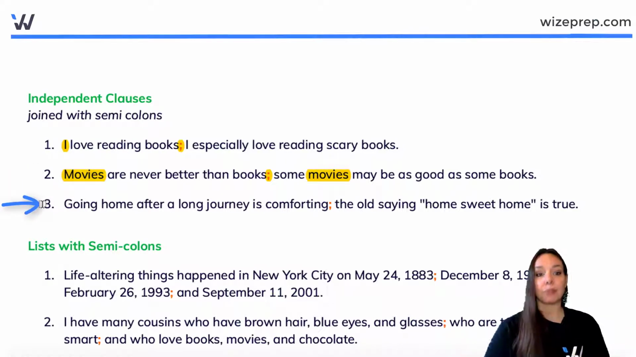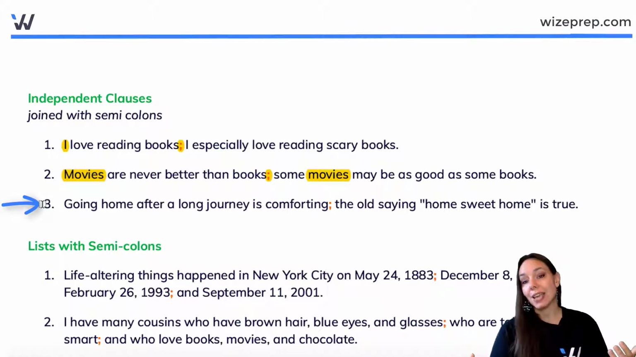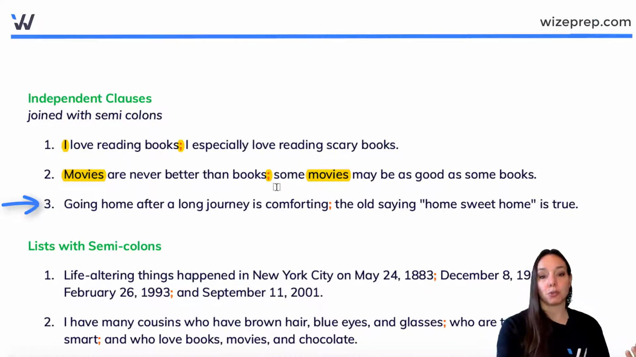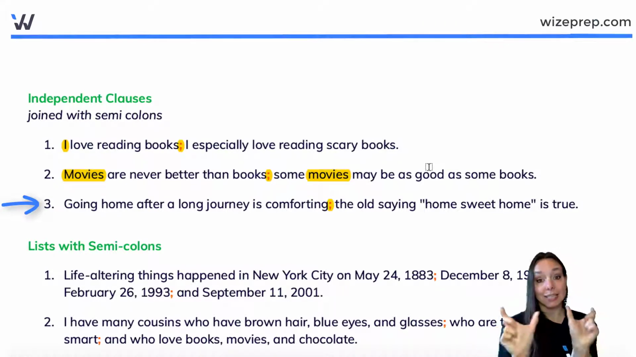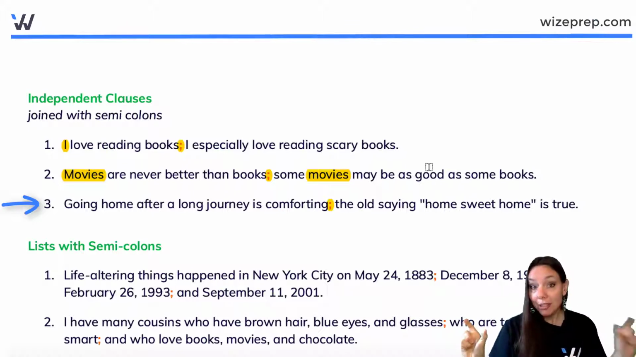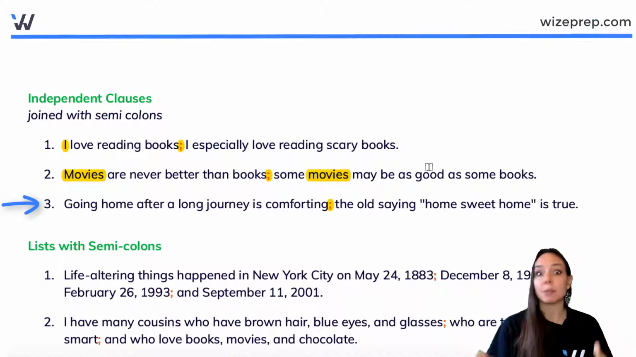On to number three: Going home after a long journey is comforting; the old saying, home sweet home, is true. Once again, we've got that semicolon telling us that these are two independent clauses. So if we wanted, we could pull them apart and they could be two sentences and they would stand alone on their own and they wouldn't be sentence fragments because they both have subjects and verbs in them. So let's look at them a little bit more closely. Going home after a long journey is comforting.